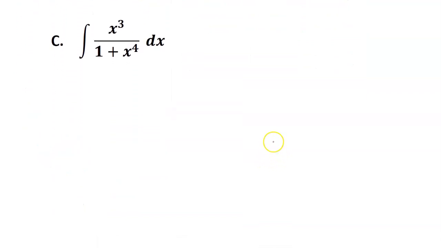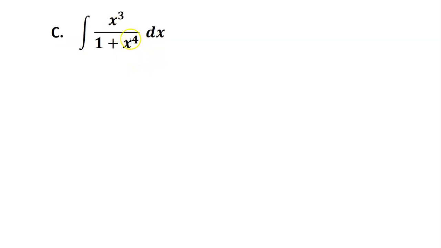For part C, I'm noticing that the degree of the denominator beats the degree of the numerator, but only by 1. It doesn't beat by 2 or more. That indicates that this will probably not be an inverse trig function. So let's approach this as a simple u substitution. And in fact, let's let the entire denominator be u. So we will let u equal 1 plus x to the 4th power.